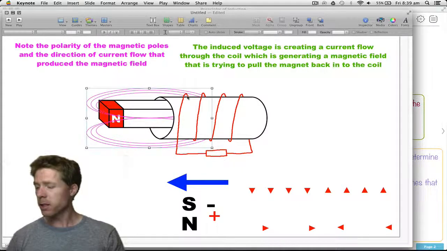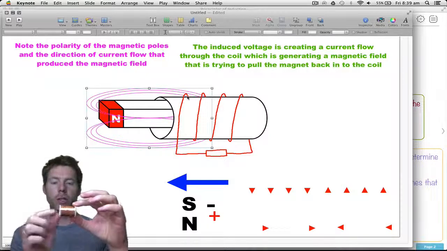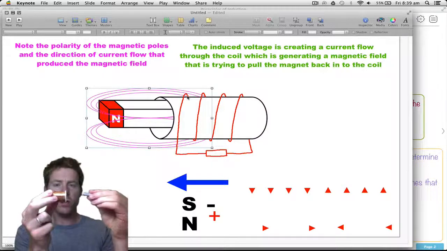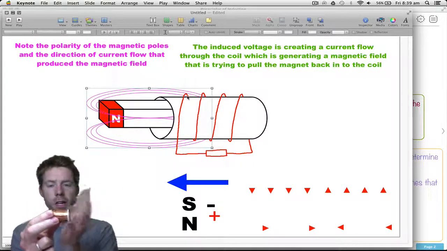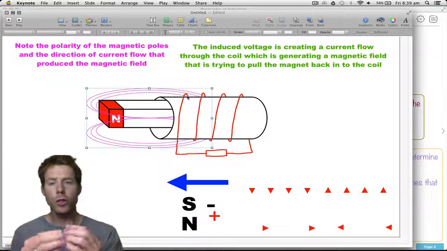So this, in fact, is probably a better example here. Here's a coil of wire going around just some plastic tubing. As you can see, it's hollow. If I get my magnet and move it in and out of there like that, as I'm moving it in and out, I'm cutting through those wires with my magnetic lines of flux. I'm inducing a voltage into it.